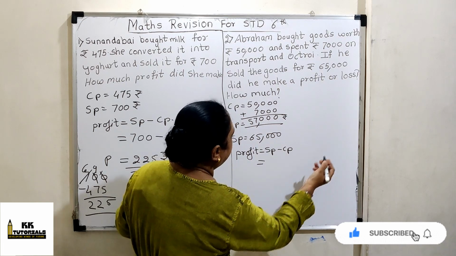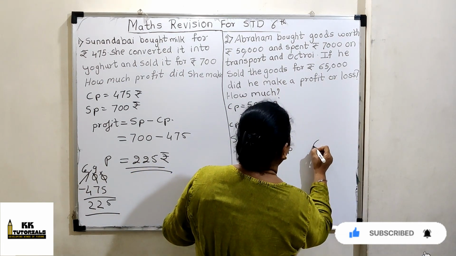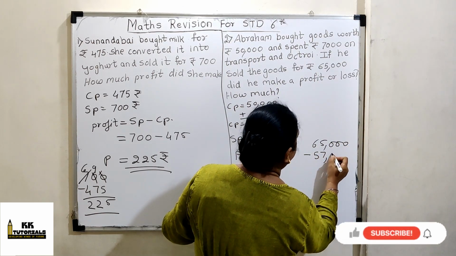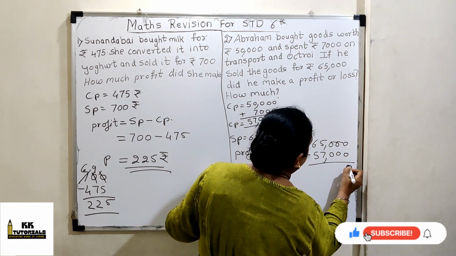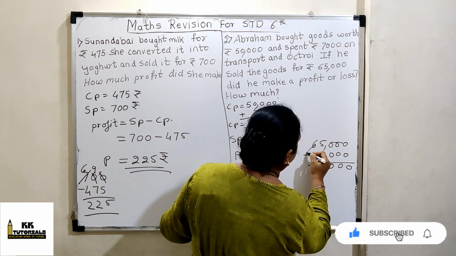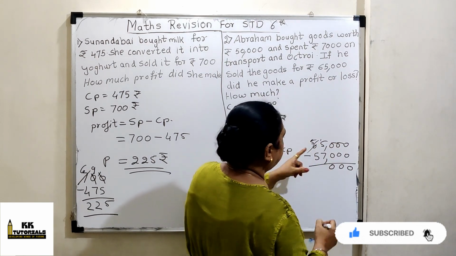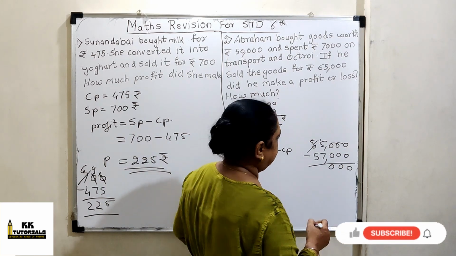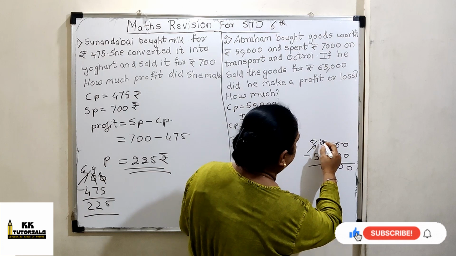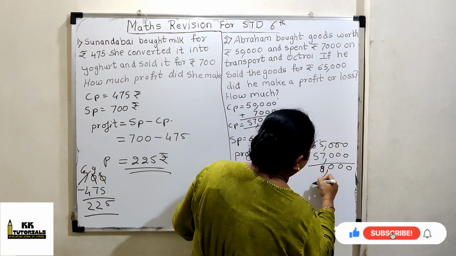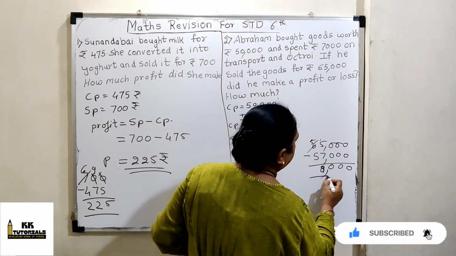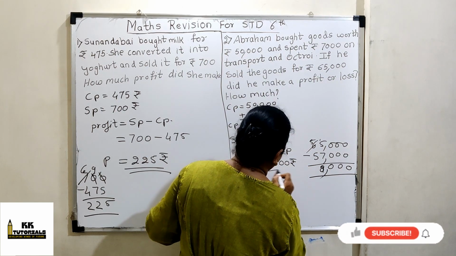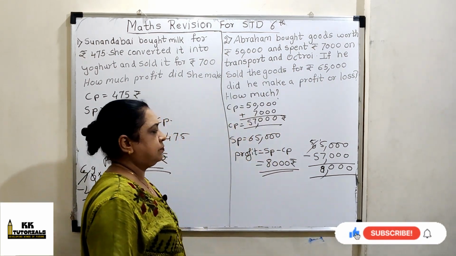You can do it in the rough column and just straight away write the answer. 65,000 minus 57,000. 0, 0, 0 from 5. 15 minus 7 is how much? Sorry, 15 minus 7 is 8. Okay, it's 8,000. So the profit is 8,000 rupees. Understood?